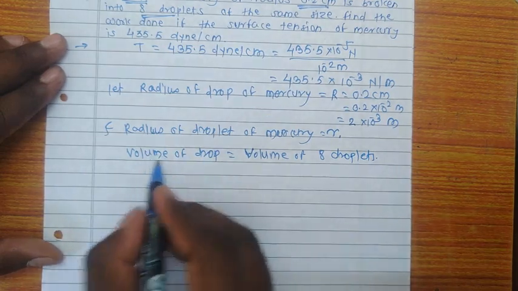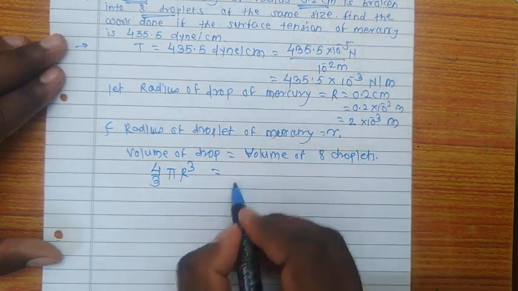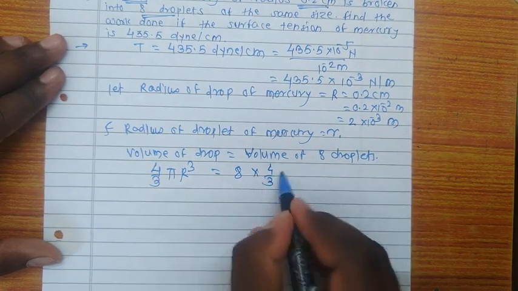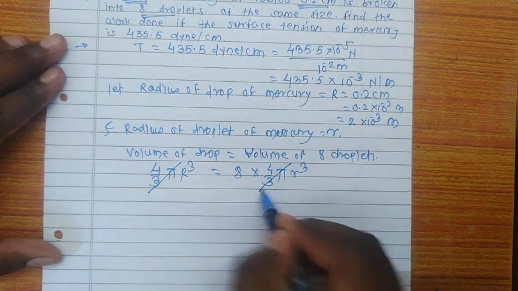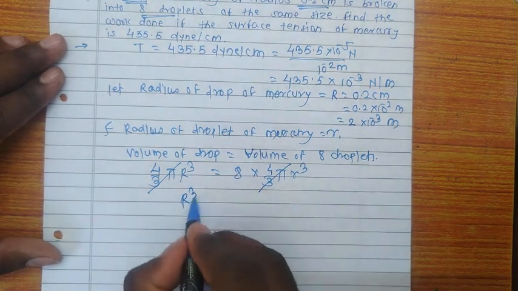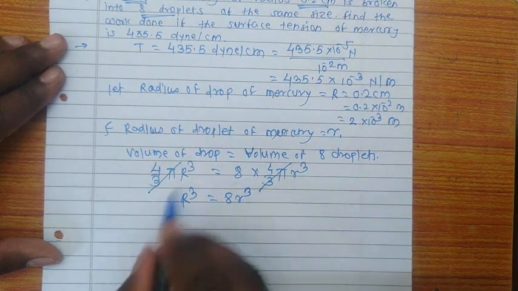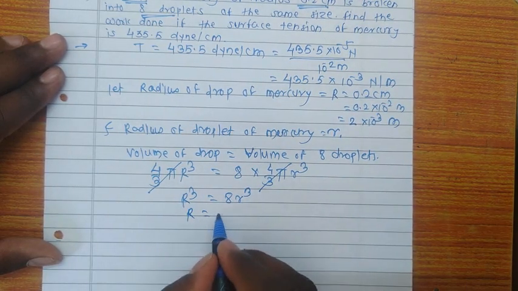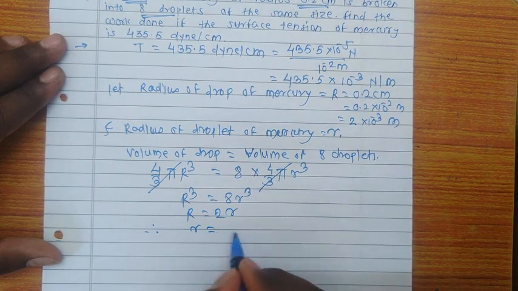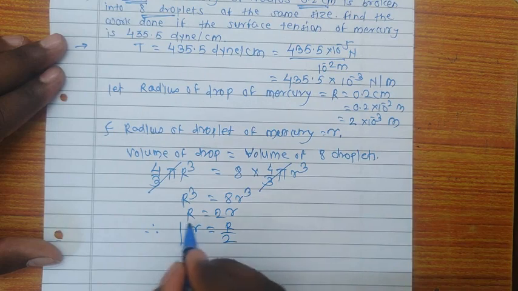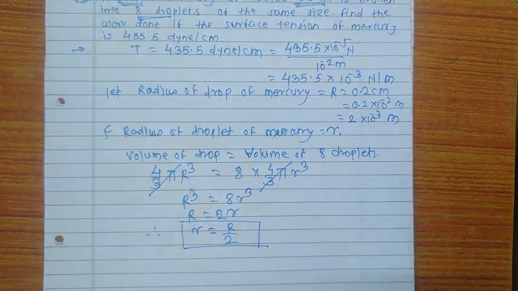So what is the volume of a drop of mercury? It is 4 upon 3 pi R cube. Volume of 8 droplets, 8 into 4 upon 3 pi small r cube. 4 upon 3 pi will get cancelled. So R cube is equal to 8 r cube. So taking cube root, we get here R is equal to 2r. So from this, can we write small r is equal to capital R divided by 2.